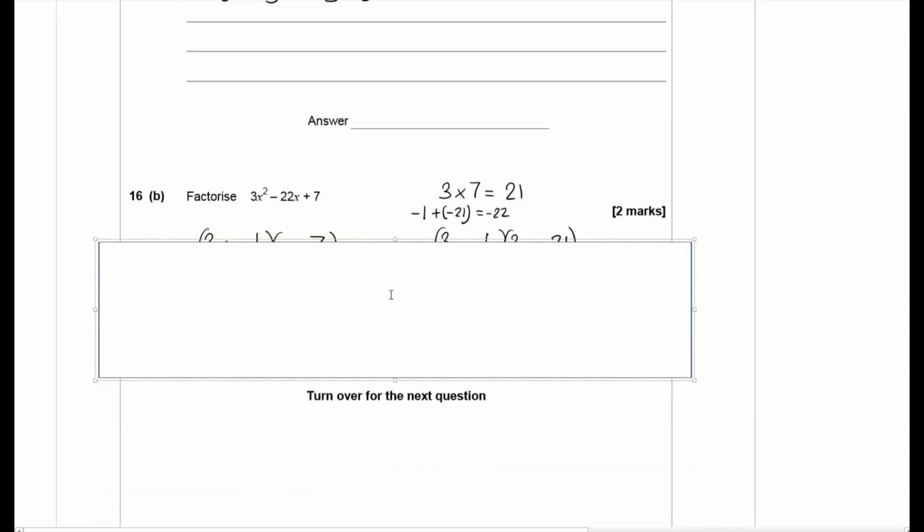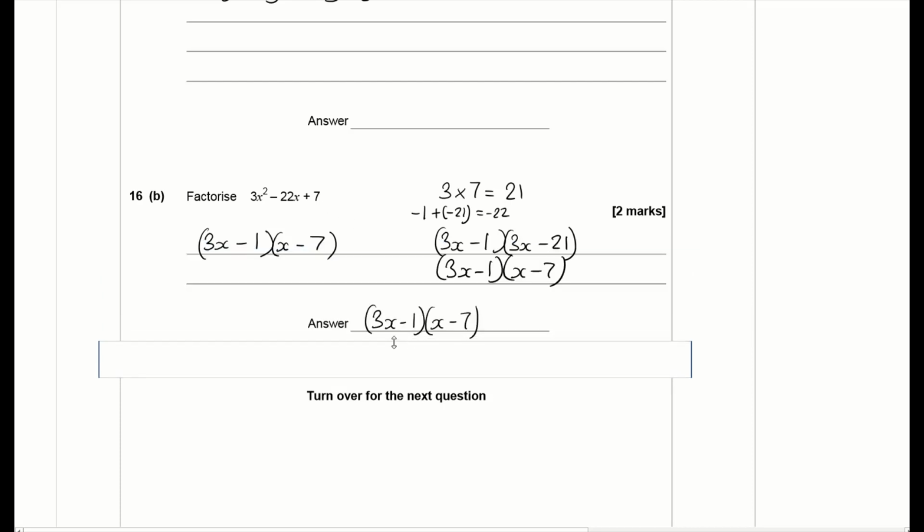Question 16b. Factorise 3x squared minus 22x plus 7. Now with this question, it's going to be two brackets. You can tell that because you've got an x squared and a constant with it as well. You don't always need the middle x value here to have two brackets, but in this case it has the x squared and the constant, so it's definitely two brackets.